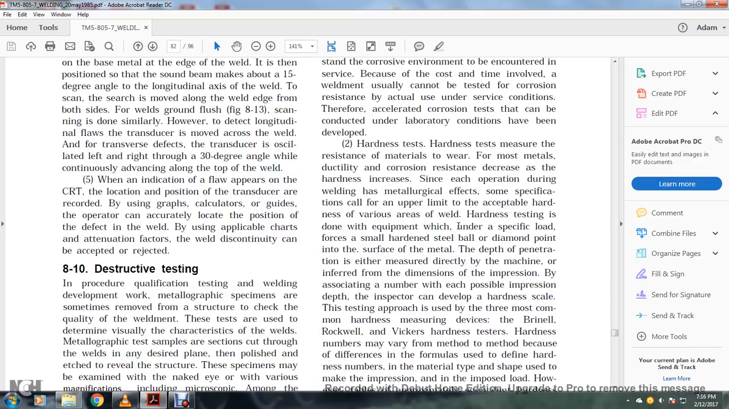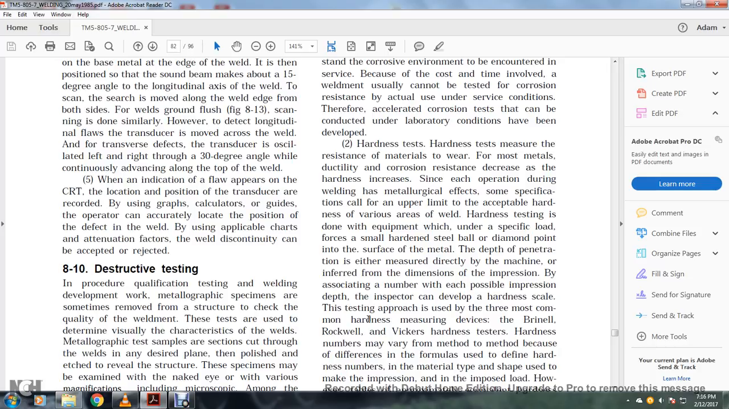Hardness testing is done with equipment which presses, under a specified load, a small hardened steel ball or a diamond point into the surface of the metal. The depth of penetration is either measured directly by the machine or inferred from the dimension of the impression, with an associated number for each possible impression depth. The inspector can develop the hardness scale with the testing approaches used.